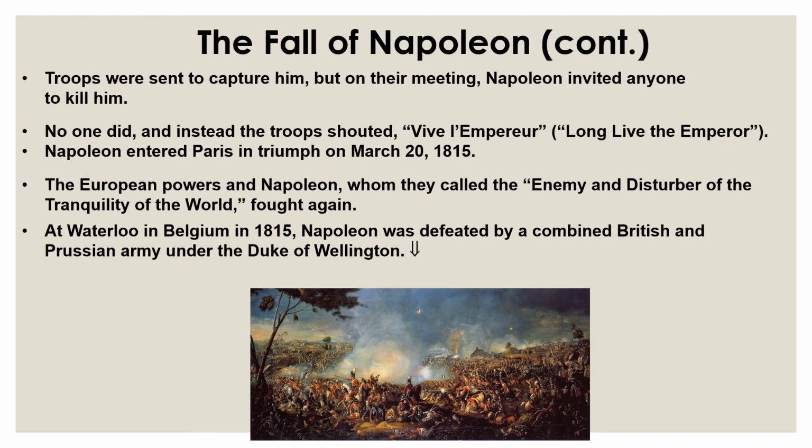Napoleon will be defeated by a combined British and Prussian army under the Duke of Wellington, the British officer. This will be Napoleon's final defeat at the Battle of Waterloo. Once again, however, they did not kill him. They exiled him, but this time they exiled him to St. Helena, an island in the middle of nowhere in the middle of the Atlantic, the South Atlantic Ocean.